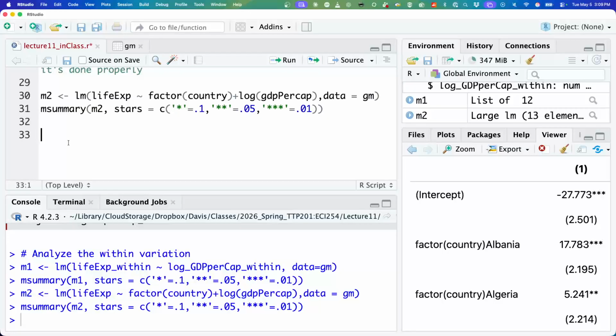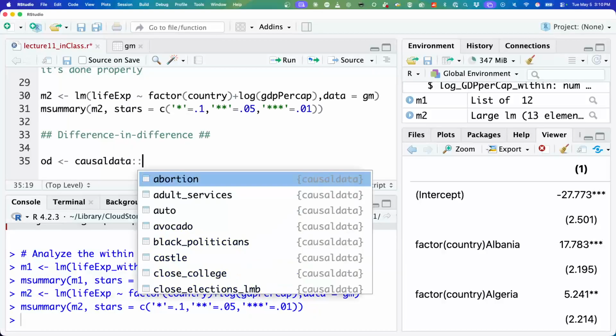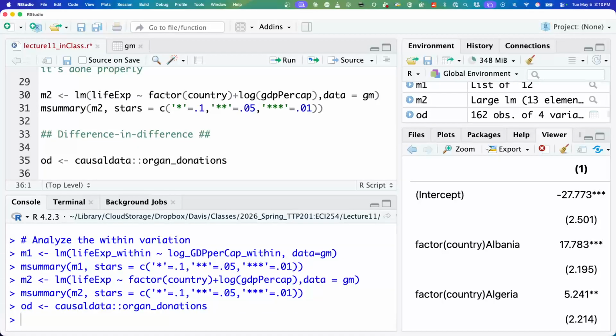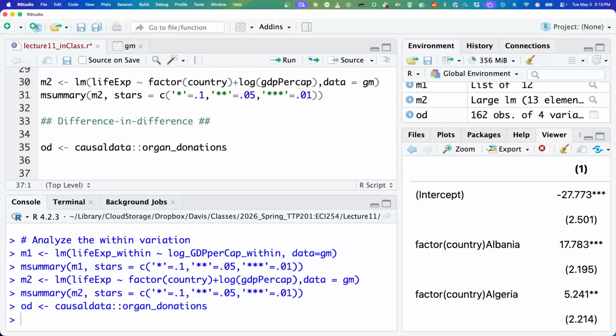So we're going to do difference in difference, and we're going to look at a data set called OD, which stands for organ donations. So let me give kind of the setting for this.